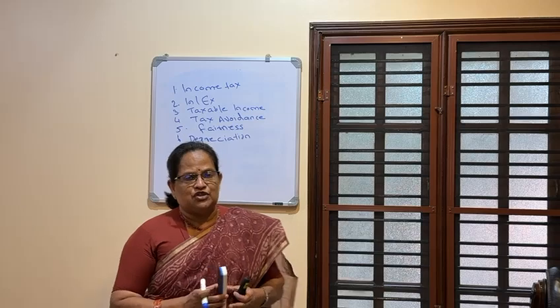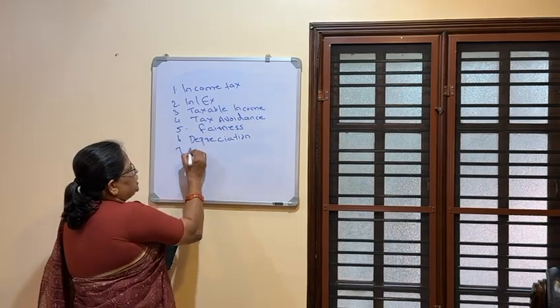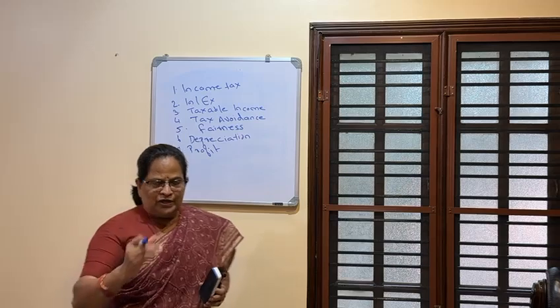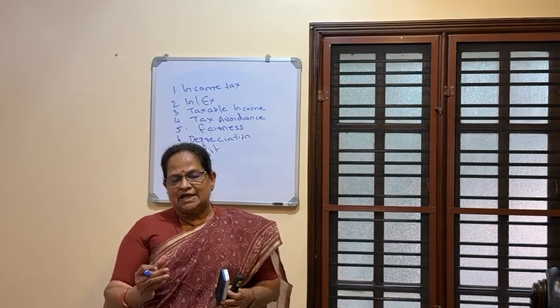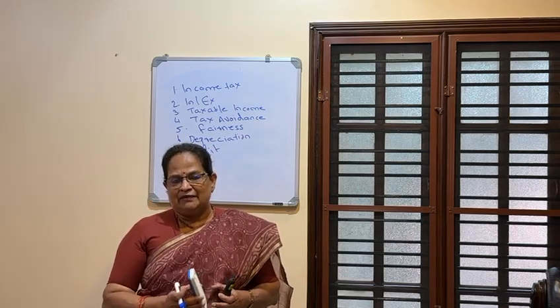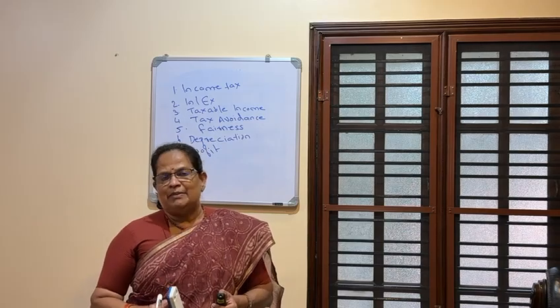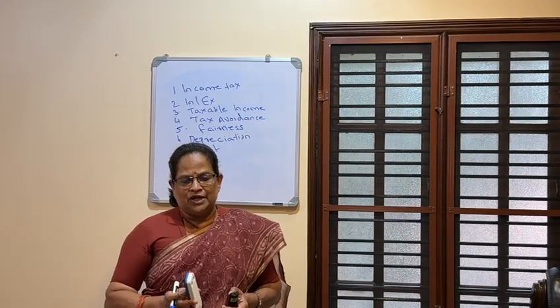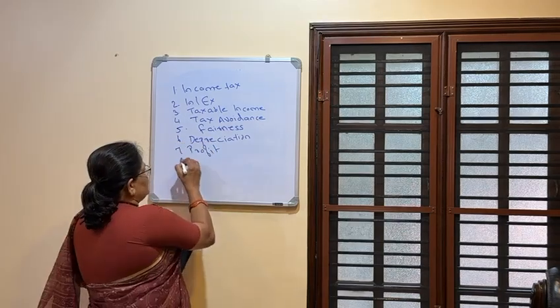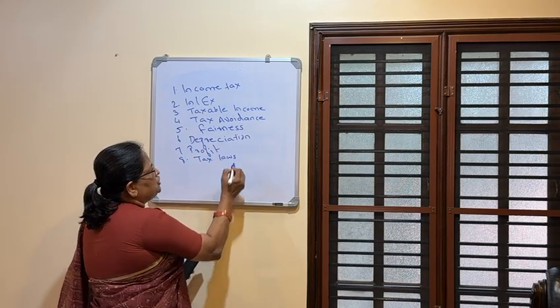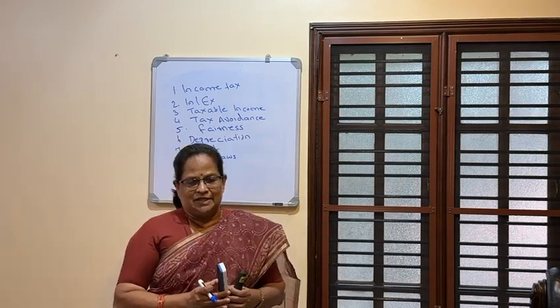Then fair reflection of business profit. If we are following the correct accounting principles and taxation principles, then only will we arrive at the correct profit. Then compliance with tax laws and judicial precedents. That is very important. We have to consider the tax laws and the important judicial decisions.